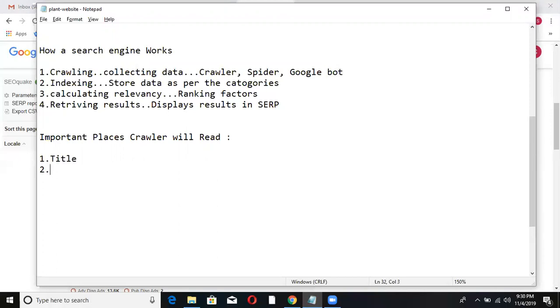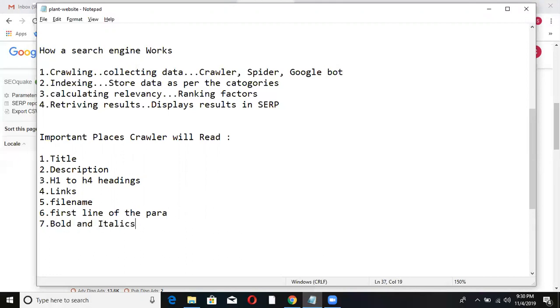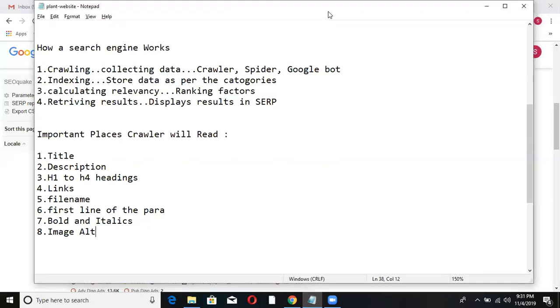These are the important places: title, description, H1 to H4 headings, links, file name, first line of the paragraph, bold and italics, and image alts. Where are these places? I'll be showing in the next class, but as of now, remember them. Image alt, yeah, I'll be teaching tomorrow. Every image should have alternate text. That I'll show you tomorrow.